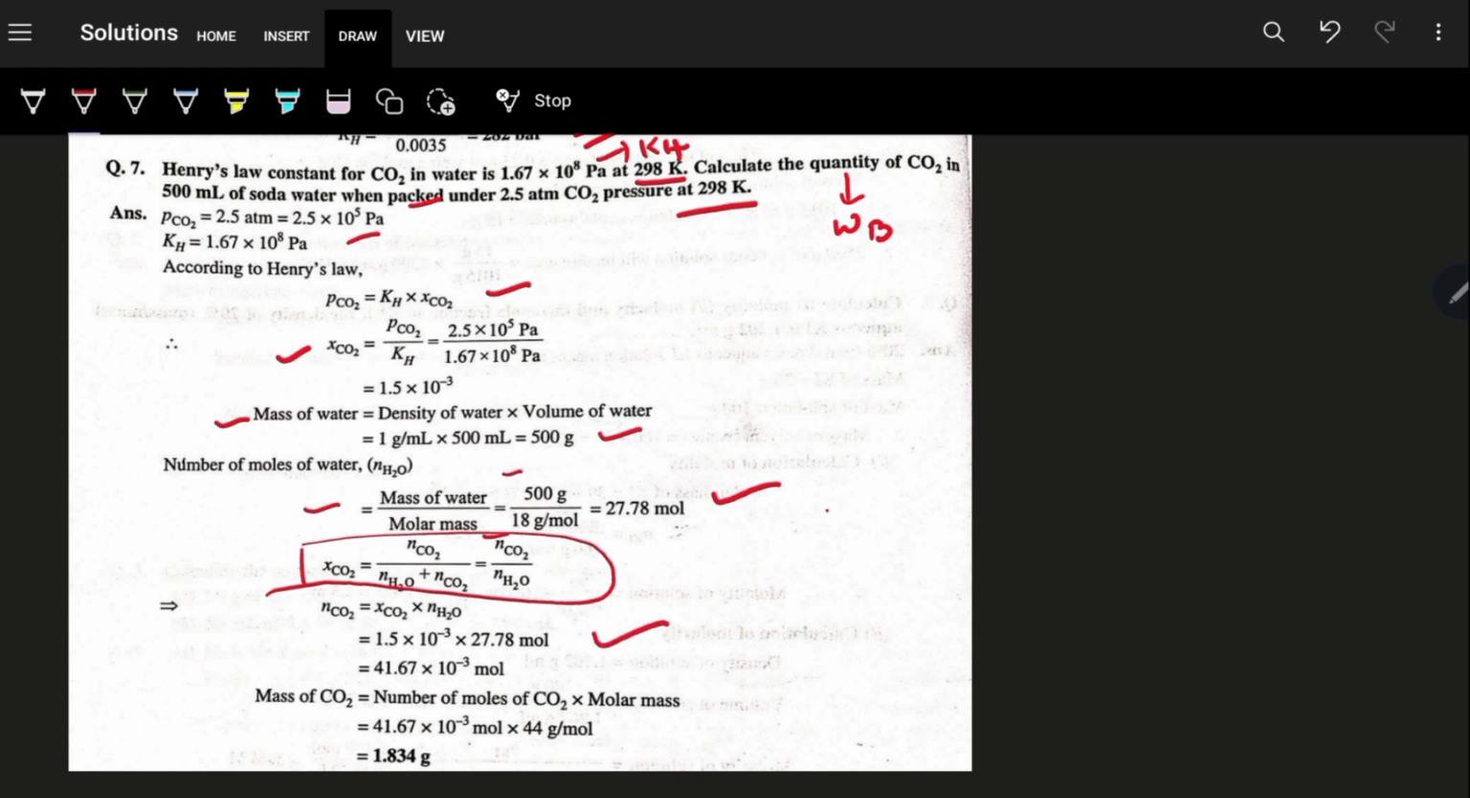And just now I told you that number of moles is equal to mass by given molar mass. So you need to find out the mass. If you multiply the number of moles by the molar mass of CO2, you will get the mass.